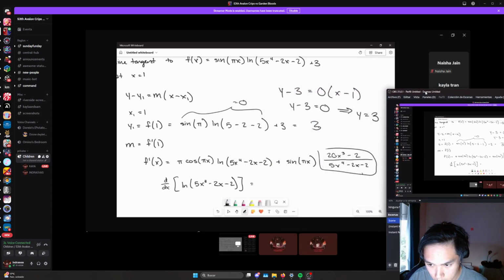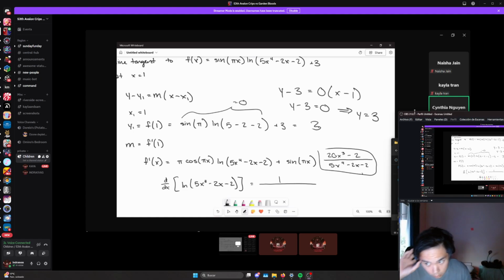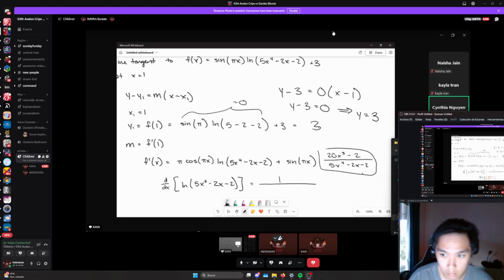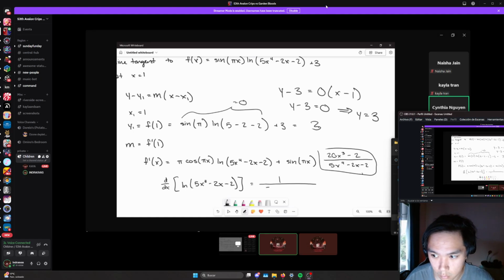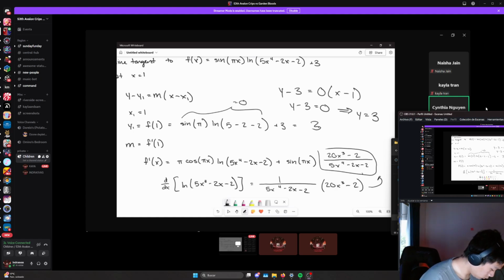So the derivative of natural log is 1 over whatever is on the inside. To start with that, with chain rule, taking the derivative of the outside, so the natural log, is 1 over whatever is on the inside. And then you multiply with the derivative of the inside. So now that's where you get the 20x cubed minus 2. And then multiplying those together, it's the same as saying this fraction.